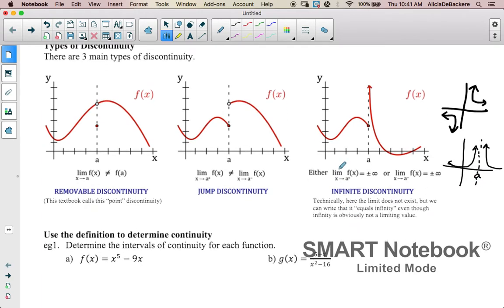When we write the limit as x approaches a of f of x equals positive or negative infinity, then what we're technically saying is the limit doesn't exist. There is no limiting value here as I approach a from the right-hand side. It's going on and on forever. But we can write infinity just to kind of give an idea of our understanding of the situation, even though infinity is obviously not a limiting value. So technically, this limit does not exist.